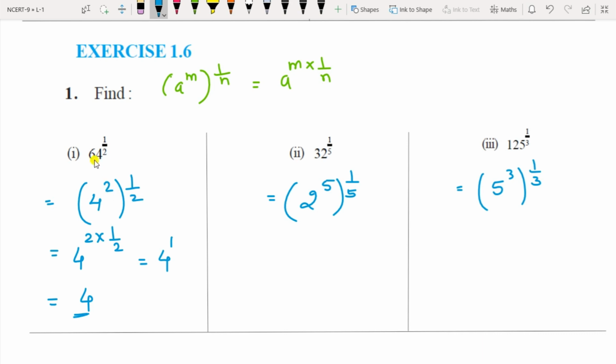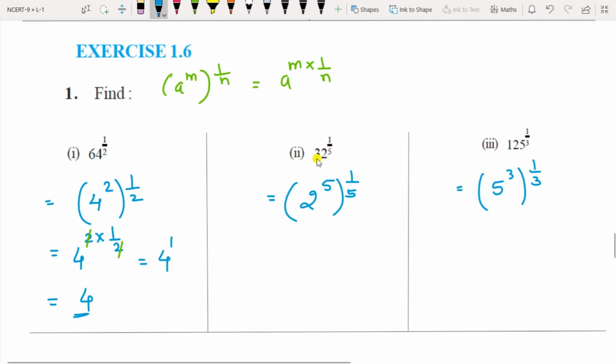So this is 64, you can write 2 raised to 6 also, but you should not write 2 raised to 6, instead you have to write 4 square, because 2 will get cancelled. Okay, such numbers you have to take. So here 2 will get cancelled this way, and remaining is 4 raised to 1, means 4 is the answer.